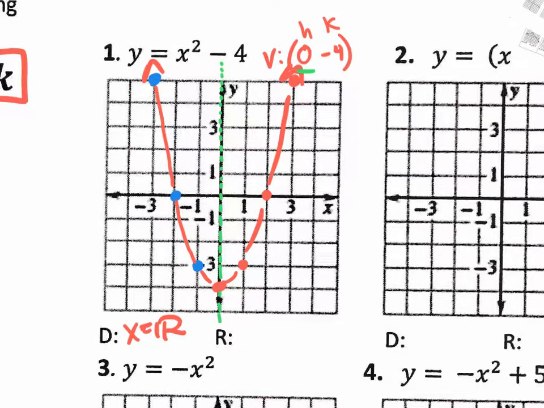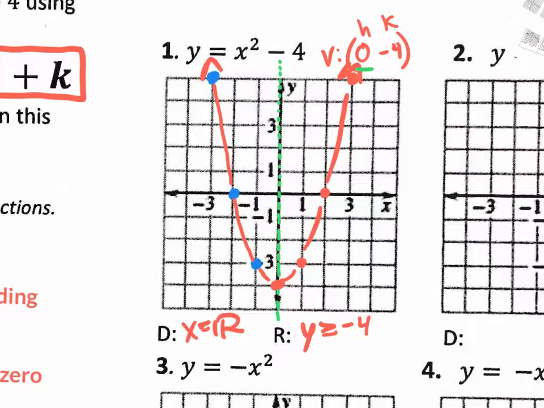How about the range? The range are your y values. It either goes up or below a certain point. Or maybe if it goes in both directions, it's all real numbers. But in parabolas, there's a minimum point which it exists at, and it's all clearly above that minimum value. So what's the range right here? y greater than or equal to the y value of your vertex, which happens to be -4. Excellent.